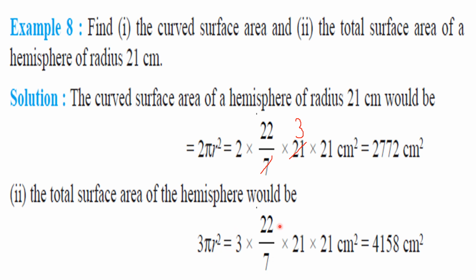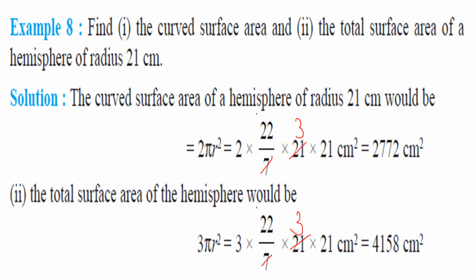22 by 7. Every time, please remember this point, my children. 22 by 7 is not the exact value of pi because pi is an irrational number, but 22 by 7 is a rational number. Only for our convenience, we are taking pi is equal to 22 by 7. Into 21 into 21. The r value is 21, so we substituted. Understood this step, my children? Now let us simplify. Here also 7 one time, here 7 three times.